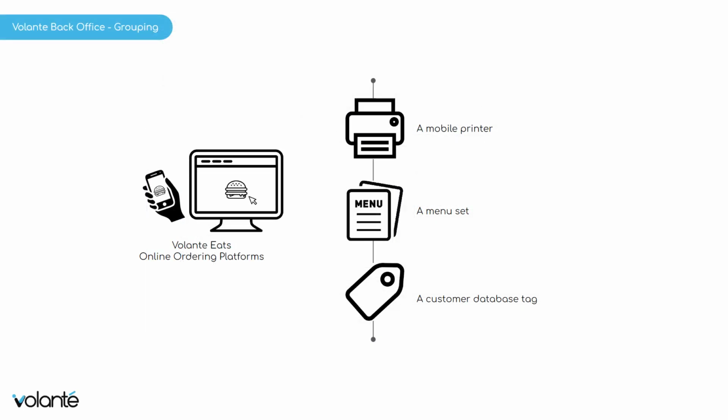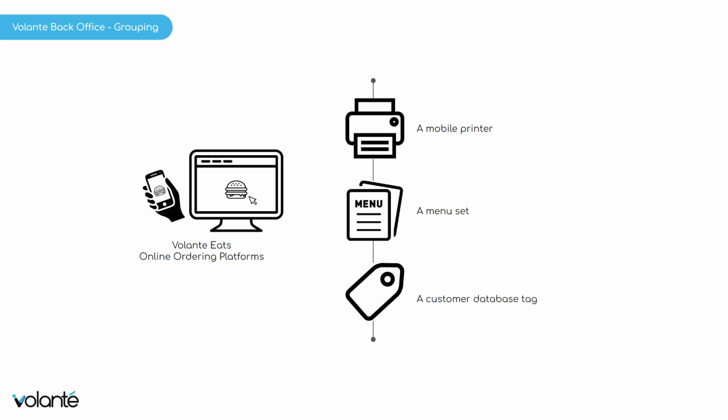For a menu item to be reflected on your Volanté Eats online ordering platform, a menu item must have the following item properties associated with it. A mobile printer. This is the printer that will be responsible for printing online orders. Depending on your site's policy, this printer may be labeled as something other than mobile printer. Examples include Volanté Eats or online ordering.